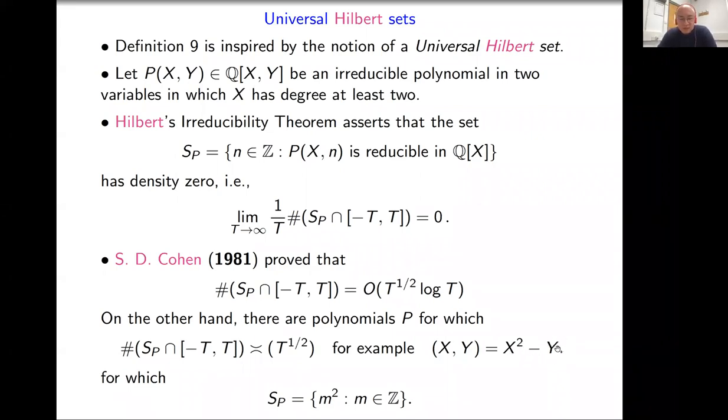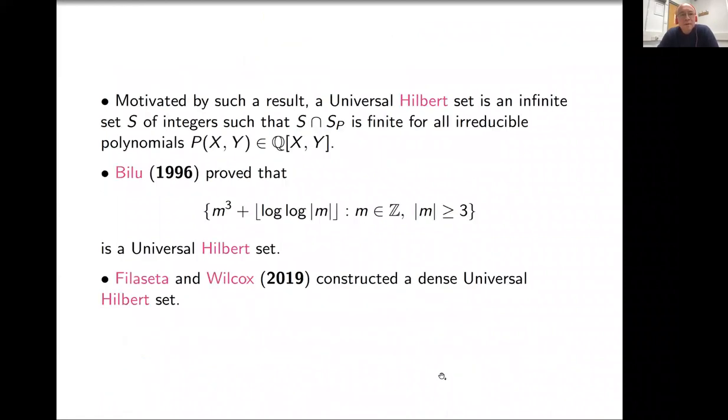And if y is an integer which is not a perfect square, then it doesn't factor. So motivated by such a result, a universal Hilbert set is an infinite set of integers with the property that it intersects this bad set transversely in only finitely many points for every irreducible polynomial P of x, y with rational coefficients. And Bilu gave an explicit example.